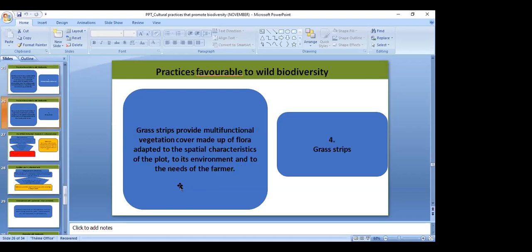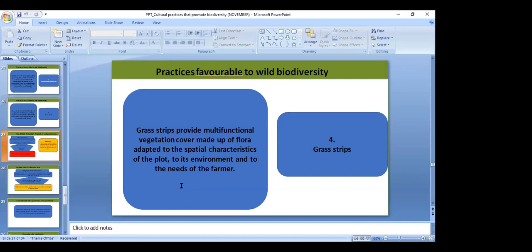Then we have grass strips. Grass strips provide multifunctional vegetation cover made up of flora adapted to spatial characteristics of the plot, to its environment, and to the needs of the farmer. We must have seen grass strips around. If some of us have been to a savanna area, of course, the grass might not be as tall as that, but they are there, and they also serve as a favorable condition to foster wild biodiversity.